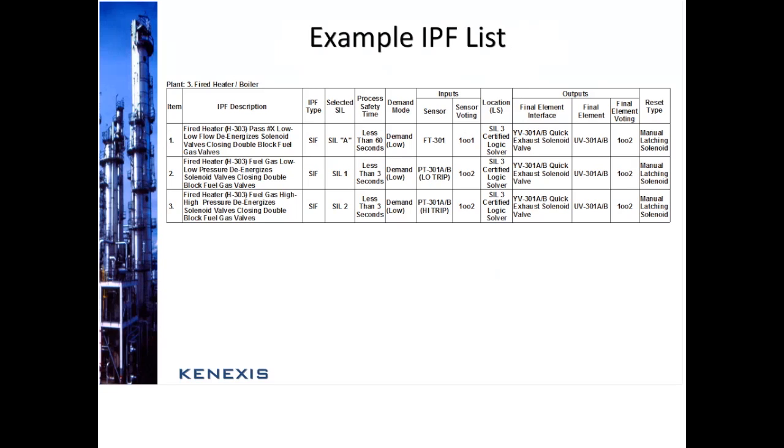So here's an example of an IPF list. We have a fired heater boiler here, and we have 3 safety instrumented functions. We have a low flow, we have a high fuel gas pressure, and we have a low fuel gas pressure. They've been identified as safety instrumented functions. During some SIL selection process, a SIL A was chosen for item 1, a SIL 1 for item 2, and a SIL 2 for item 3. Process safety time for the first safety instrumented function shows to be less than 60 seconds. For the 2 and 3, less than 3 seconds.